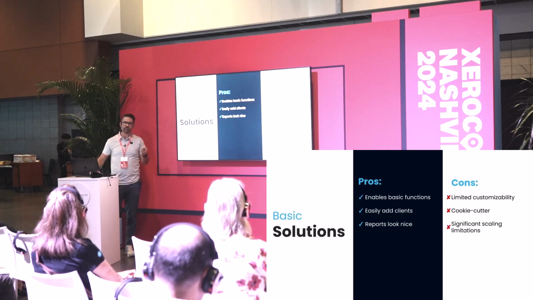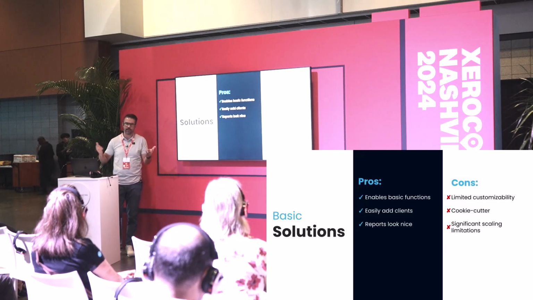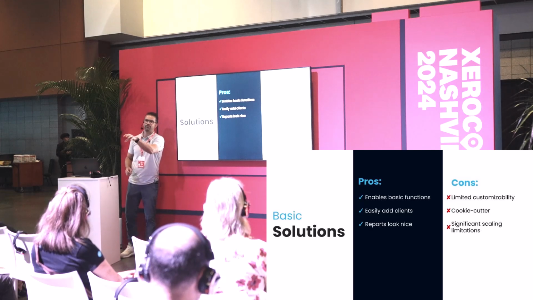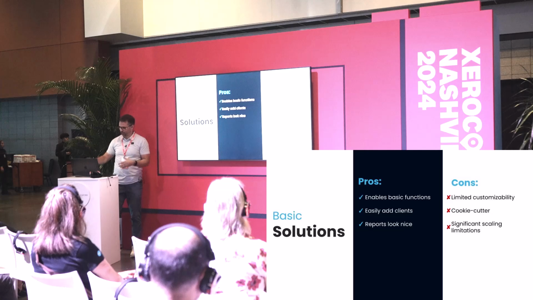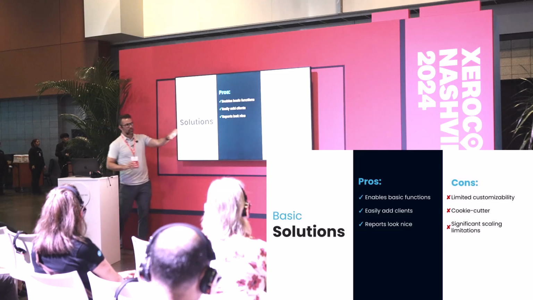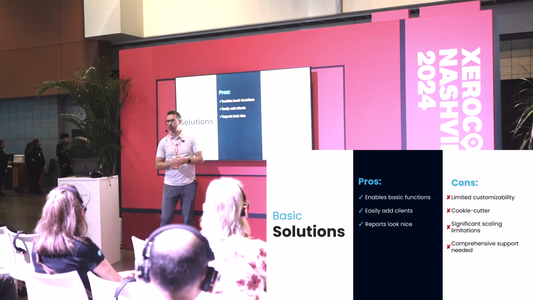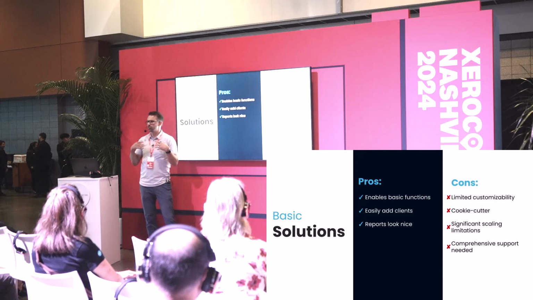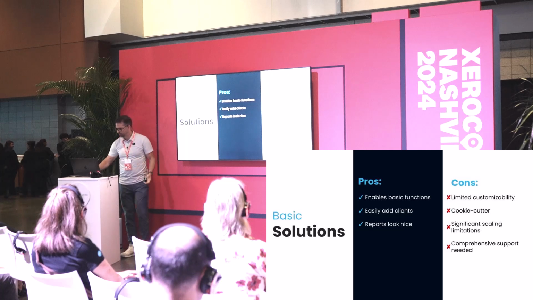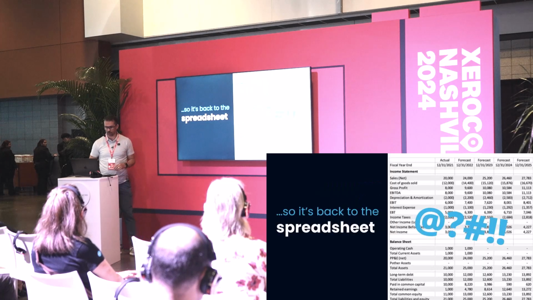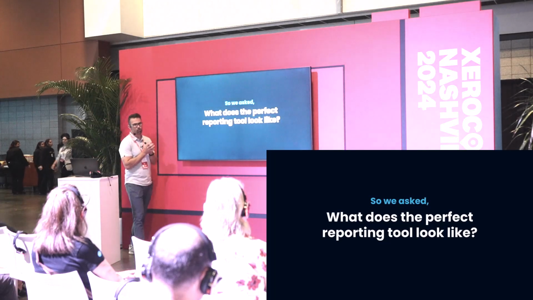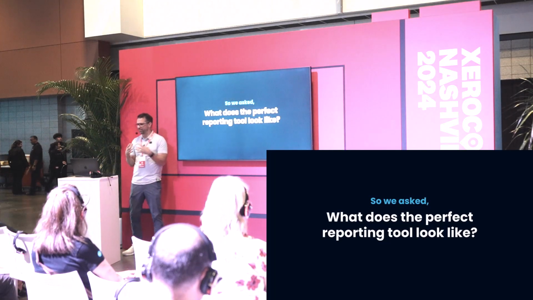And scaling can be very challenging, especially with, well, it's really the client that all of us have that says, oh, this is cool, but it would be really cool if you could add whatever. So you often need this comprehensive support, which is either for pay or it's extremely cumbersome to work with the teams to build that. So it's back to the spreadsheet. So we then said, okay, what does the perfect reporting look like? What would that look like?